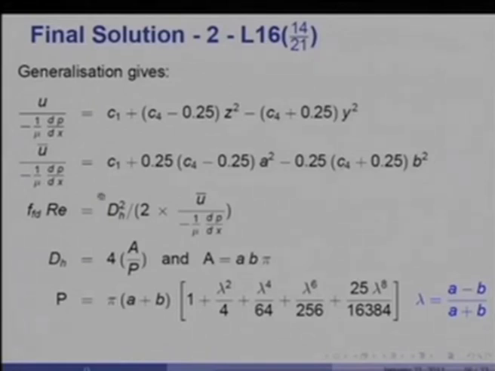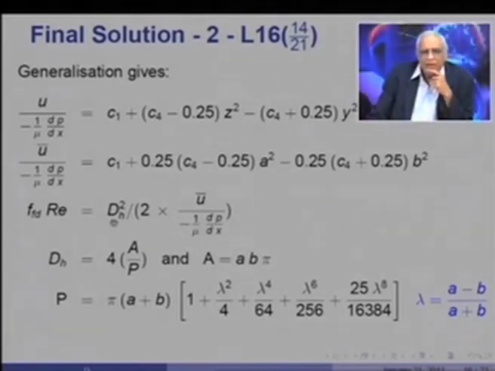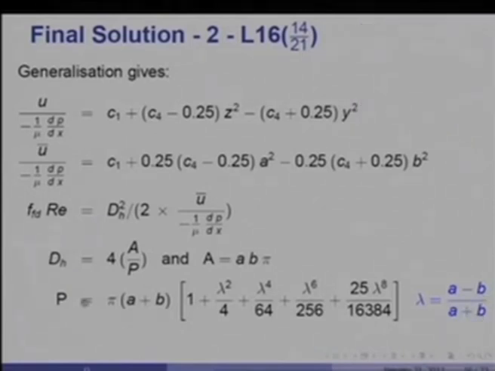To calculate the friction factor into Reynolds number product, which is dH square by 2 u bar over 1 over mu dp dx, which we have shown in our previous lecture, and dH for an elliptical duct is given as 4 times area divided by wetted perimeter. Area of course is simply a b into pi, but the perimeter is given by this polynomial expansion, and lambda here is a minus b divided by a plus b. If you wish to see this, you can look up any mathematical table in which elliptic integrals evaluate perimeter equal to that.